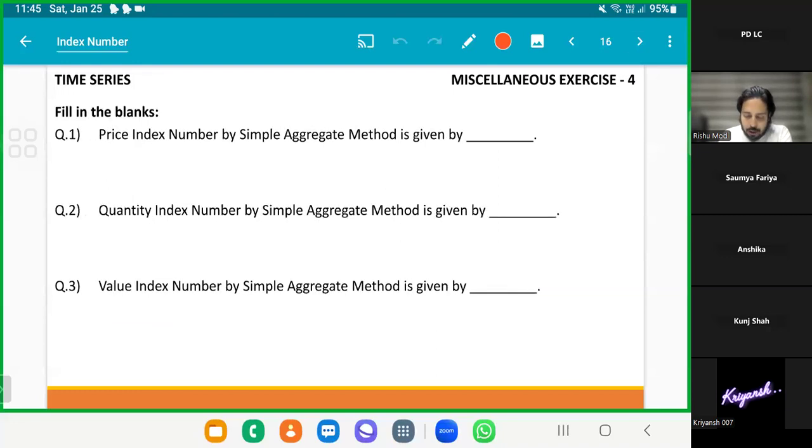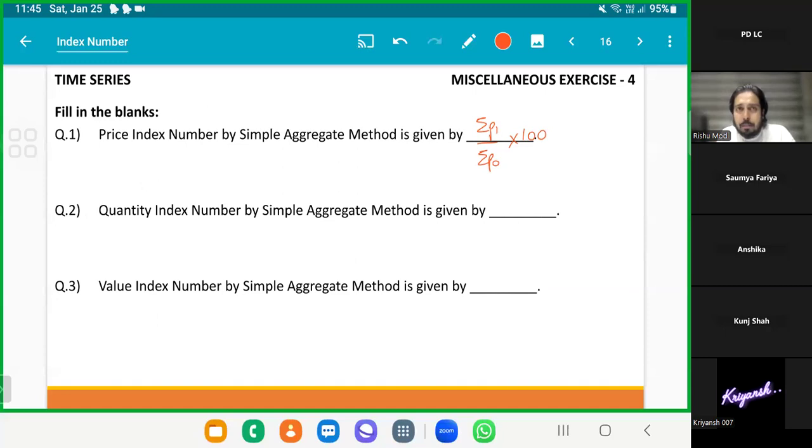We go on to the next one. Fill in the blanks. Now again, they have asked you the formulas. Price index number by simple aggregative method is given by what? So price index number is nothing but we know that. What is our answer? We want price index number. So what is the answer for the price index number? Summation P1 upon summation P0 into 100.